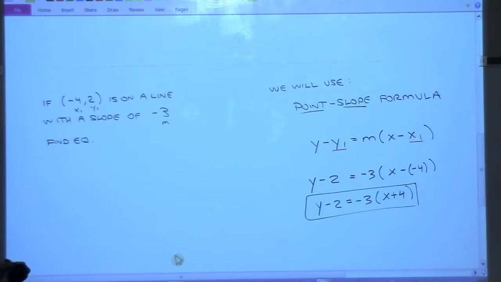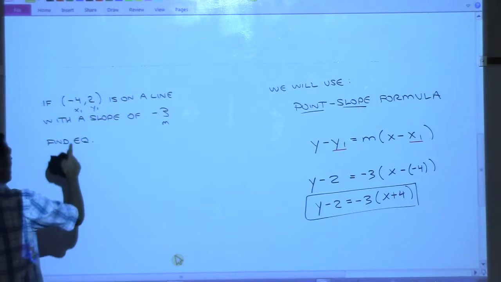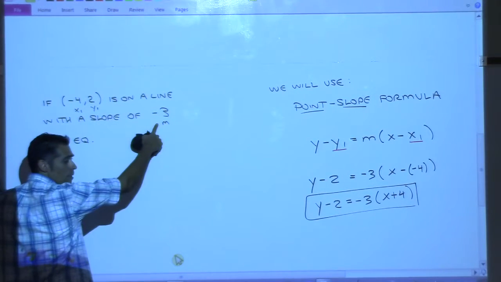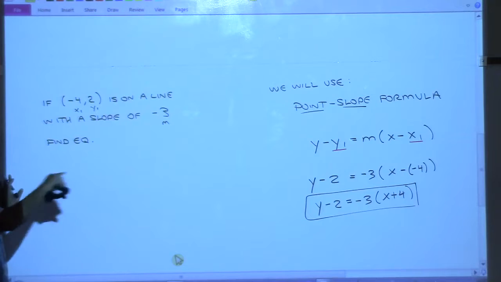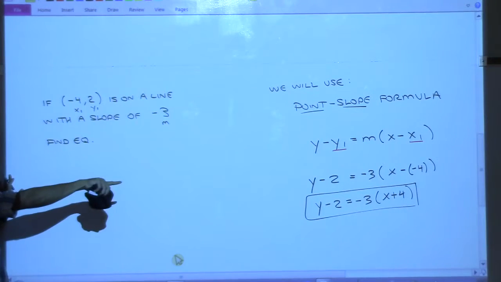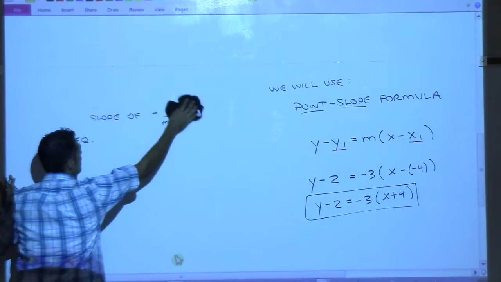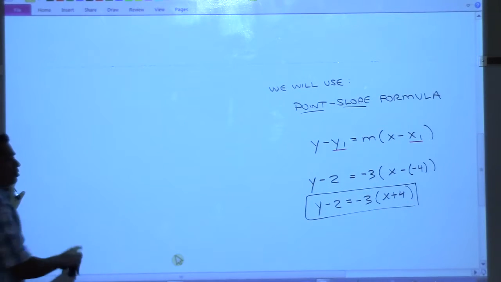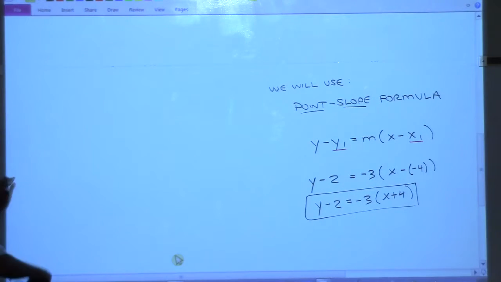All right, let's do something a little different. Right now I gave you a point and I gave you a slope, right? And from there it's pretty straightforward as far as getting the equation. Okay, what happens if I give you 2 points instead of the point and the slope?